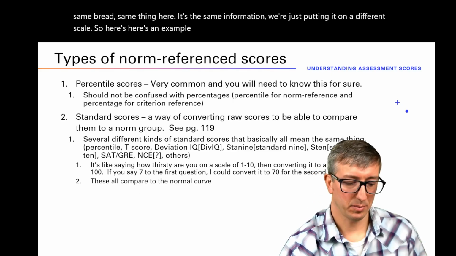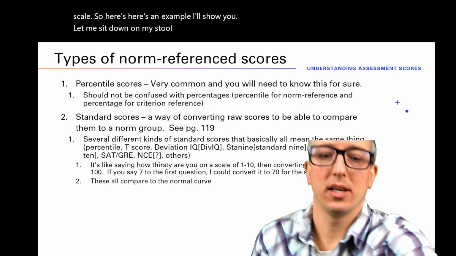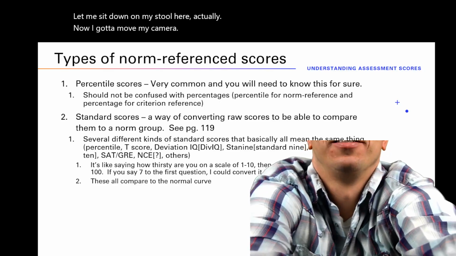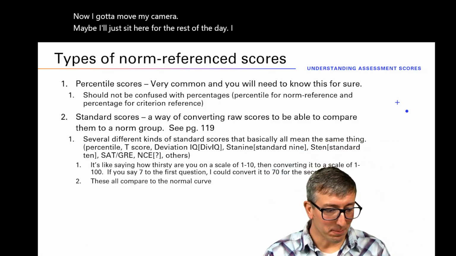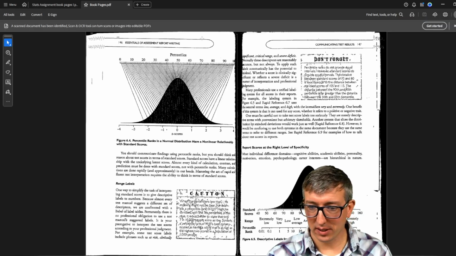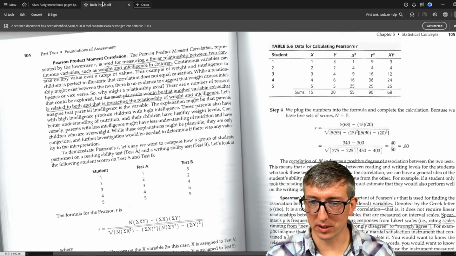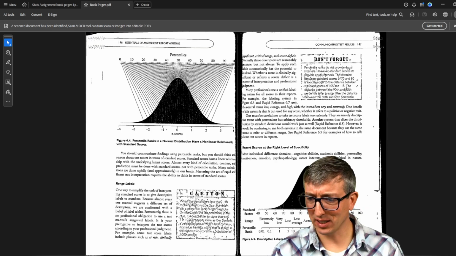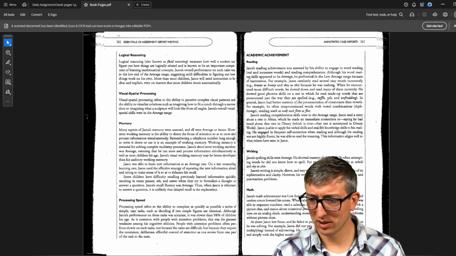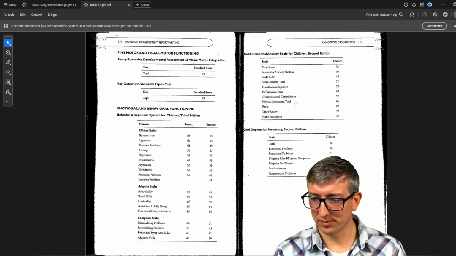Let me sit down on my stool here, actually. Now I've got to move my camera. Maybe I'll just sit here for the rest of the day. I don't know. So if I pull up, let's use the other one actually from our book. Oh, no, I can't do that. We're using this other one. Well, I don't like either of these, actually. Where's the good one?